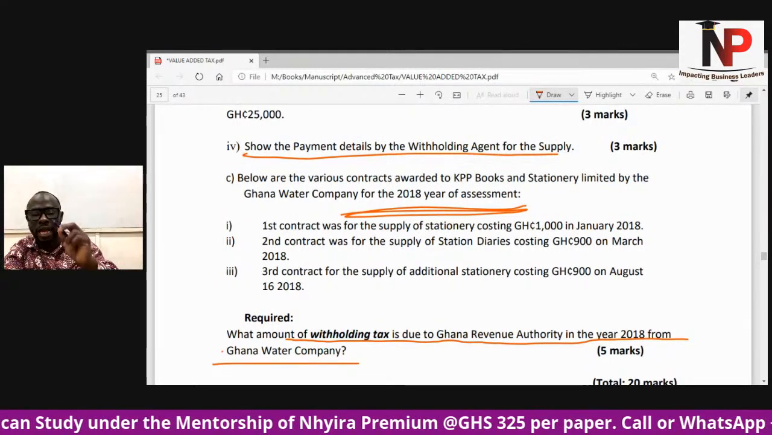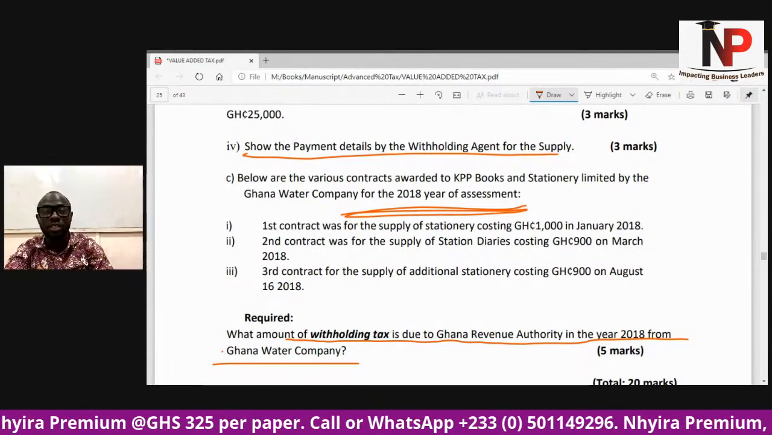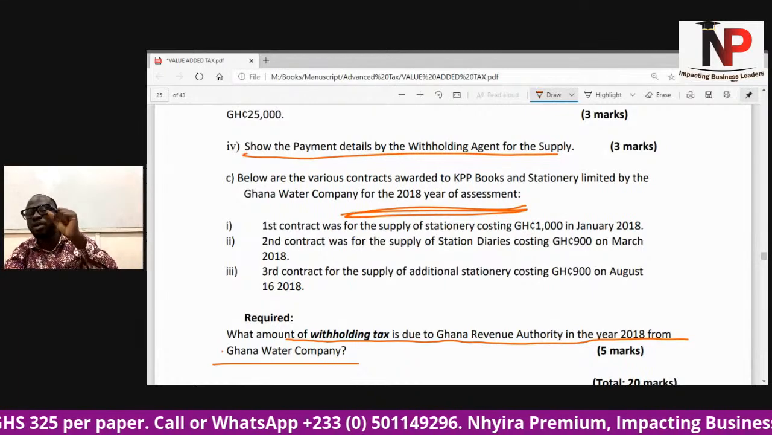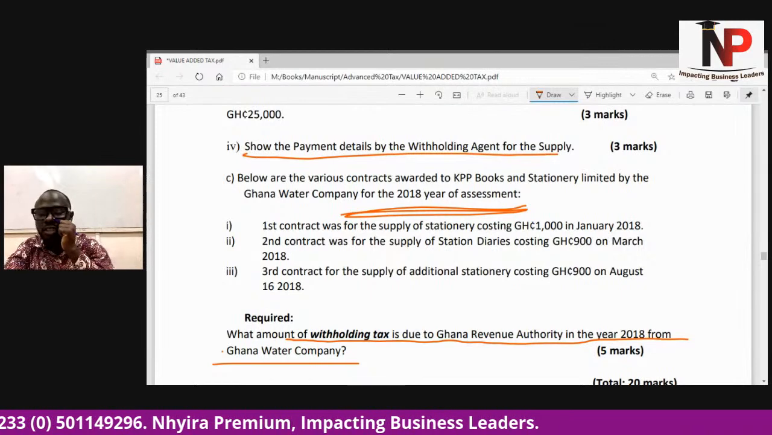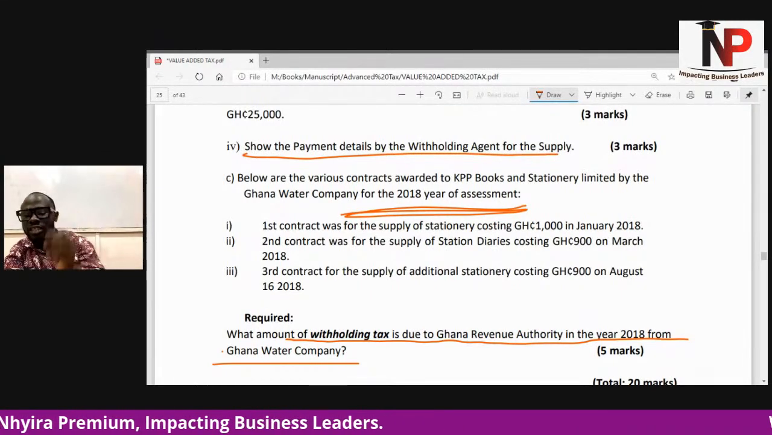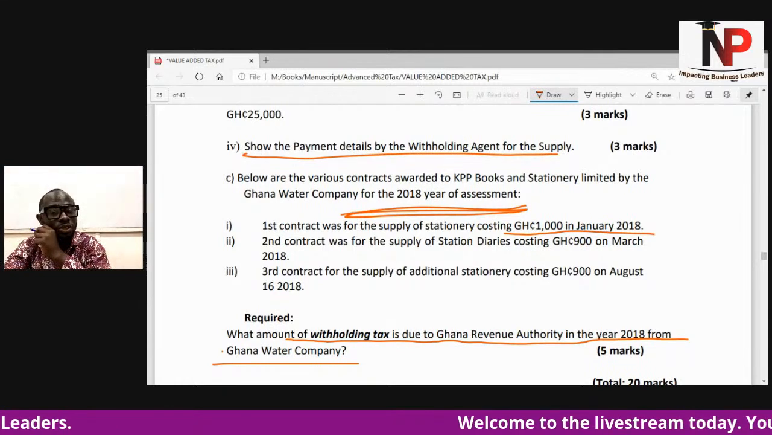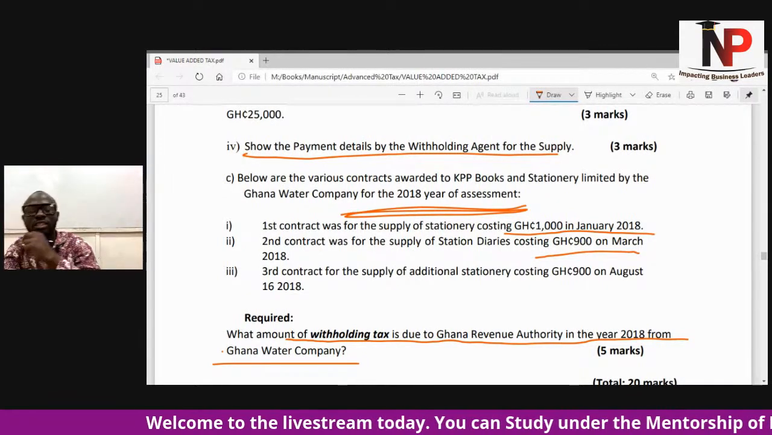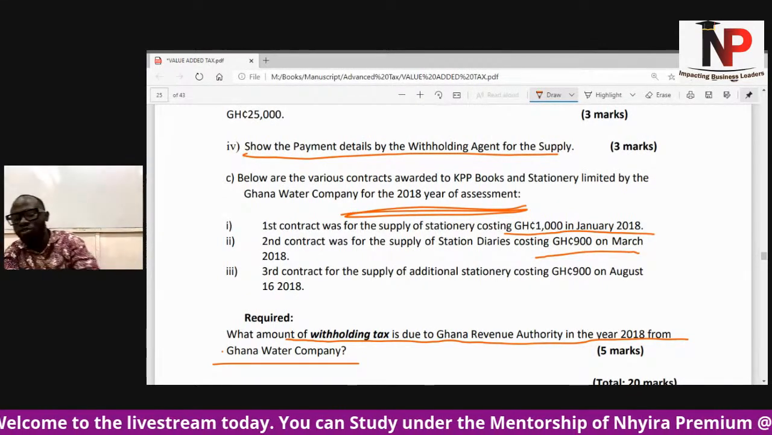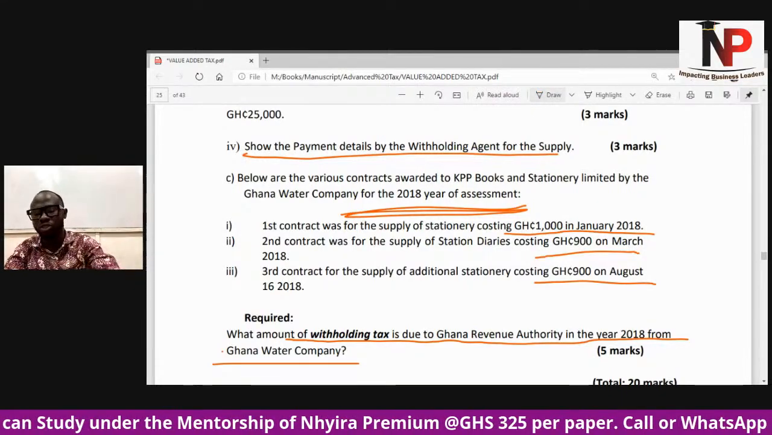So remember, Ghana Water Company awarded three various contracts in the year 2018 to KPP Books and Stationery Limited. So the first contract is 1,000 Ghana cedis, and that is in 2018. Second contract, 900 Ghana cedis. Third contract, also 900 Ghana cedis. Now there is an exception to this rule here.